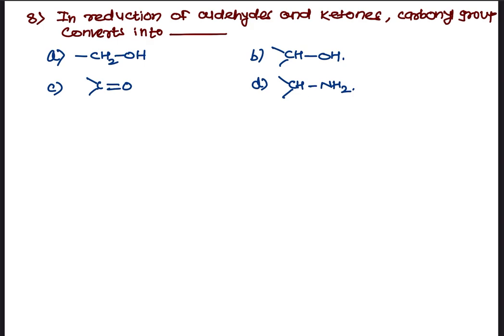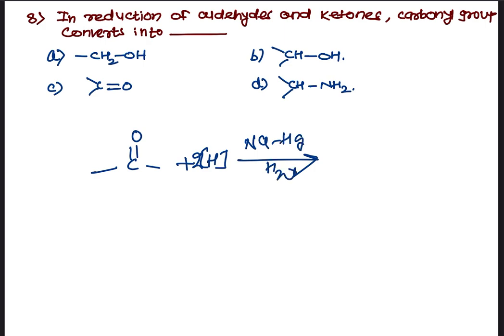Next, in reduction of aldehydes and ketones, the carbonyl group converts into. This question is related to general reduction, not about Clemmensen's and Wolff-Kishner. So here it is related to reduction of carbonyl compounds, and we know that for reduction you can take nascent hydrogen or molecular hydrogen in catalytic reduction. Suppose here addition of nascent hydrogen, sodium amalgam, and water is the source of this. So one nascent hydrogen gets attached to this carbon and another to oxygen, and it converts into CHOH. So answer is B.